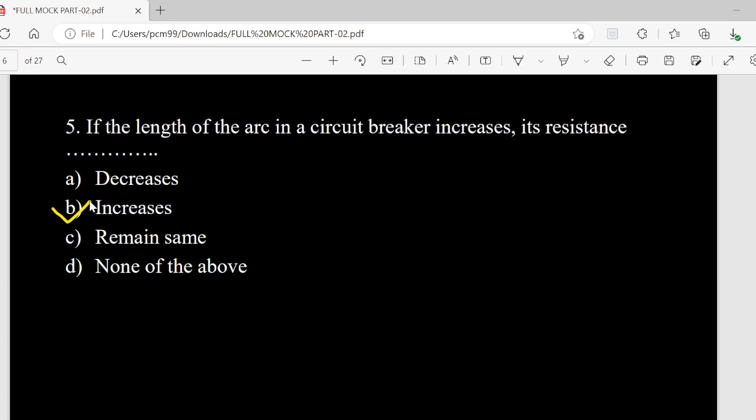Because an arc is a conducting path. In a conductor, if the length increases, then the conductor resistance will also increase. If the area of cross-section decreases, then the resistance of that material or conductor will increase. So the correct answer is increases. Next.